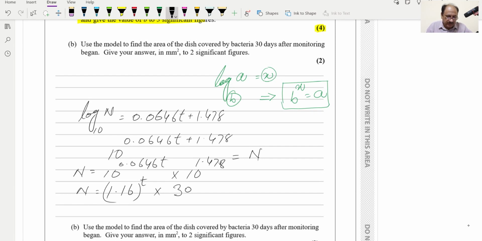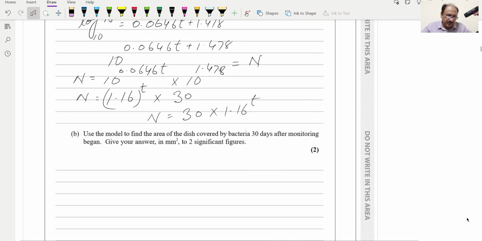So this implies the n value will be equal to 30 multiplied by 1.160 raised to the power t. In this step, basically, we have written this separately, raised to the power t and raised to the power 0.0646, and solved it. Hopefully you understood this step also.